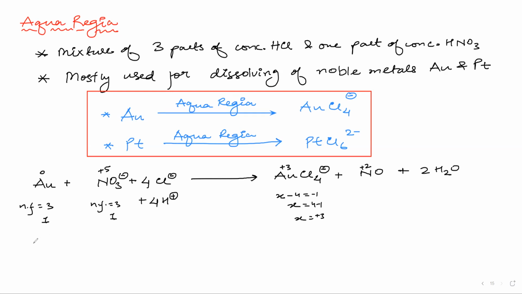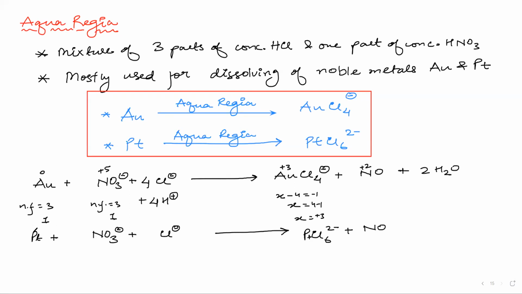Now comes the reaction of platinum. Here you will be given platinum plus NO3 negative plus Cl negative, and here you will get PtCl6 2 negative plus NO. Now we have to balance.